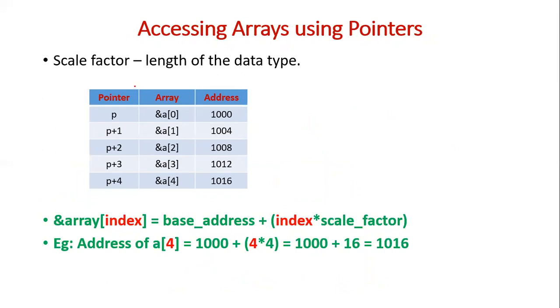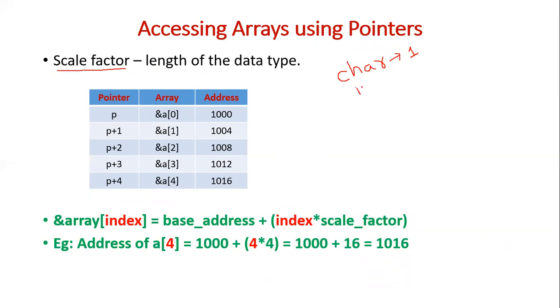In context with pointers to arrays, we use a term called scale factor. What is meant by scale factor? Scale factor refers to the length of the data type, that is, how many bytes a particular data type occupies. If you take character, it occupies only 1 byte of memory. So the scale factor of character is 1.